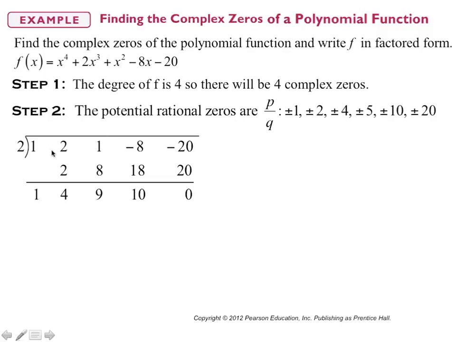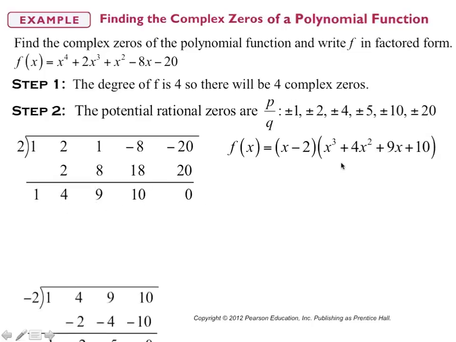If we test some of these, we're going to test 2 first. You could probably test 1 and -1 and they won't work, so we go on to 2. And again, you use synthetic division, so you put 1, 2, 1, -8, -20 down here. Carry this down, multiply, add, multiply, add, multiply, add, multiply, add, you get a remainder of 0. So we know that x minus 2 is going to be one of our factors, and what's left over is x cubed plus 4x squared plus 9x plus 10.